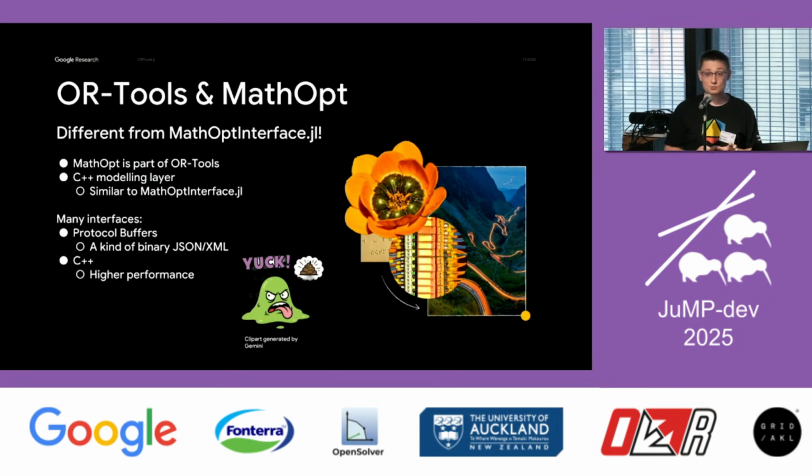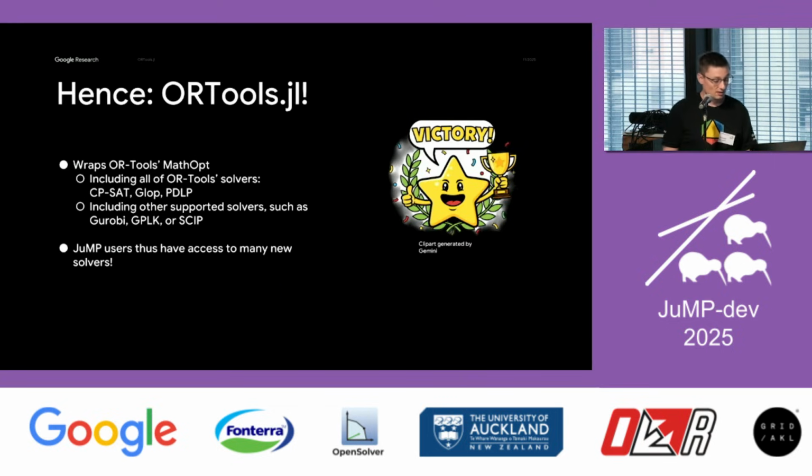So MathOpt is really a C++ library that's hosted in ORTools. It's a modeling layer. And it has quite a few interfaces. So mostly the C++ one that you use to have the best performance. You can also use a protocol buffers interface. So it's really a data-based interface. It's a kind of JSON or XML, but it's binary. I'll dive into the details later on.